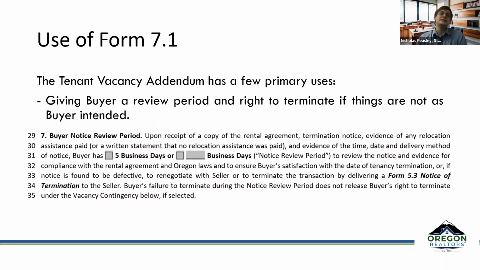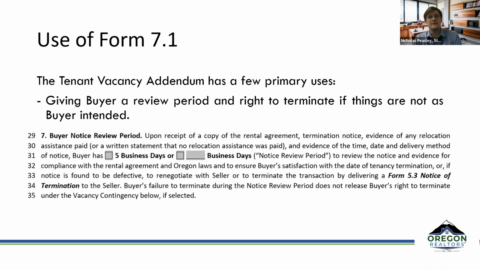One of the other things that this does, it gives the buyer a review period. The Form 7.1 lets the buyer review and gives them a right to terminate if things are not as intended. So, for example, upon receipt of a copy of the rental agreement, termination notice, the evidence of relocation assistance, all those things, and evidence of the time, date, and delivery of the notice, buyer will have a set number of days. The default stance here would be usually 5 business days. You got about a week.